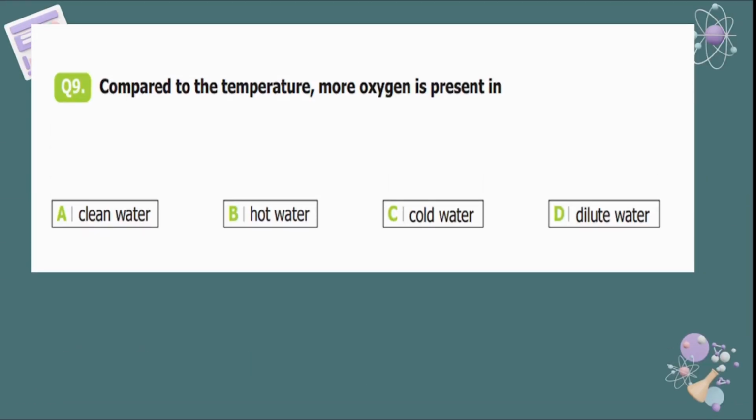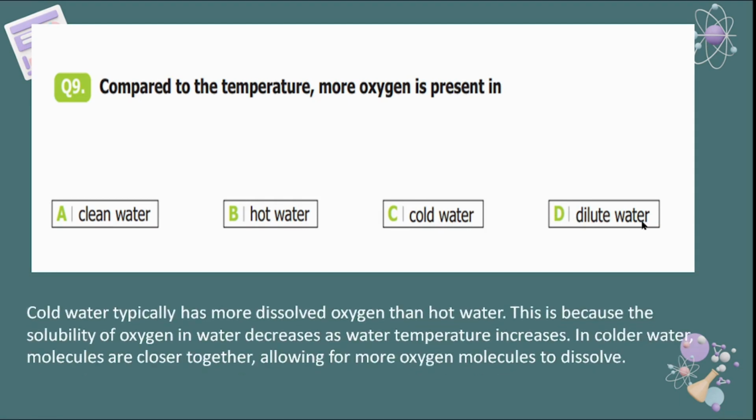Question number 9. Compared to hot temperature, more oxygen is present in option A clean water, B hot water, C cold water, and D dilute water. So cold water typically has more dissolved oxygen than hot water. This is because the solubility of oxygen in water decreases as water temperature increases. In colder water, molecules are closer together, allowing for more oxygen molecules to dissolve. So that's why more oxygen is present in cold water as compared to the rest of the three options.